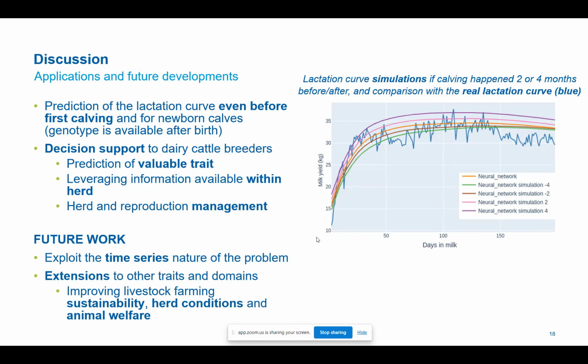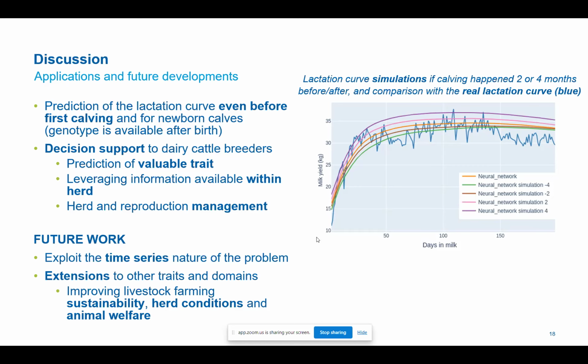Something that we are trying to do right now as a future step is the picture you see on the right. We are trying to simulate lactation curves if calving happened 2 months before or 2 months after, and see what will happen compared with the real curve. This will inform breeders that they can wait 2 months more for calving, if they can wait, to have more production than calving now. And this can really become a great AI-based decision support tool for breeders.